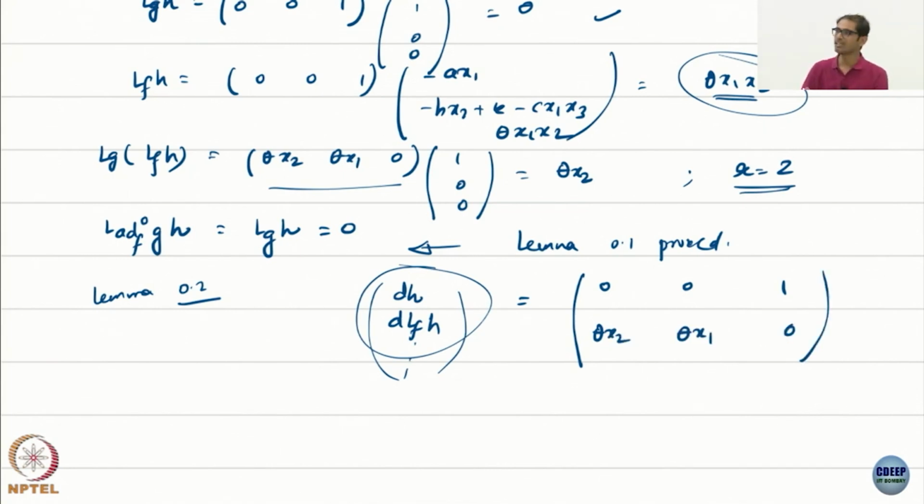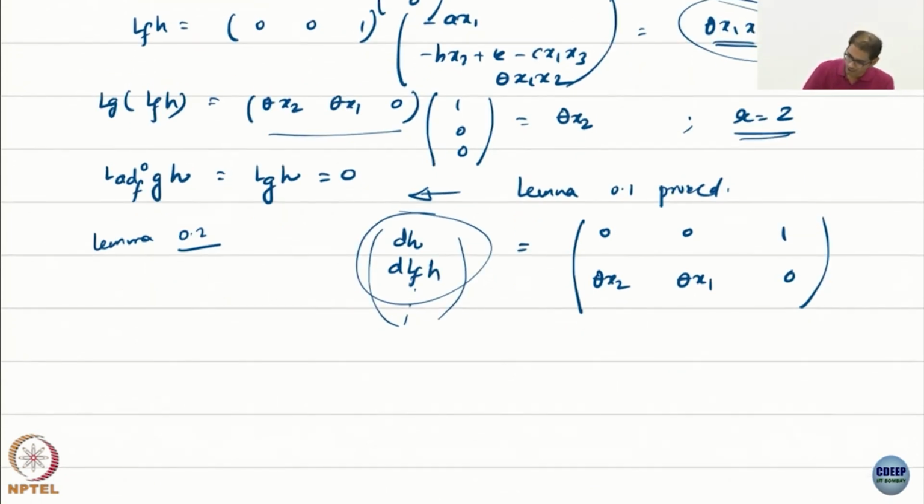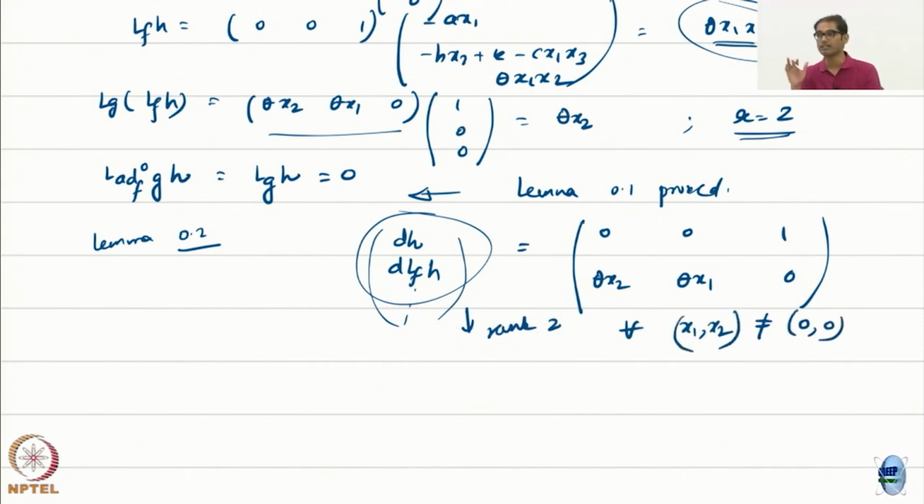Okay, this is linearly independent, right? Let's be precise. If you remember, we always talked about linear independence for a particular point, at x0. In this case, this is rank 2 for all x1, x2 not equal to 0, 0. x3 can be anything, it's irrelevant, but x1 and x2 cannot both be 0. Of course you can assume theta is not 0, otherwise it's a stupid system. So x1, x2 cannot be simultaneously 0. x3 anything is allowed. Then this is rank 2.